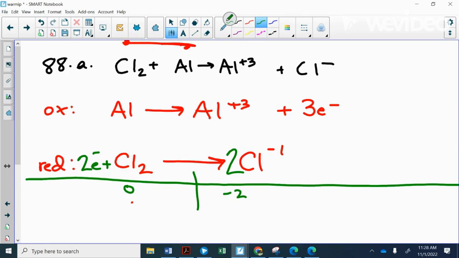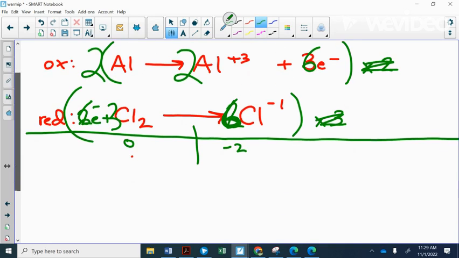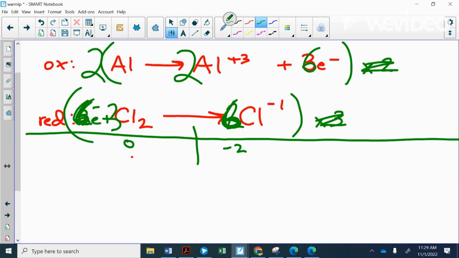Electrons lost don't equal the electrons gained, so the least common multiple of 3 and 2 is 6. So we're going to multiply this reaction times 2 and this reaction times 3. So that's going to give me 2Al plus 3, 6 electrons. And that's going to give me 6 electrons, 3 Cl2, 6 Cl minus. All right. Now I can cancel out my electrons and plop it back together.